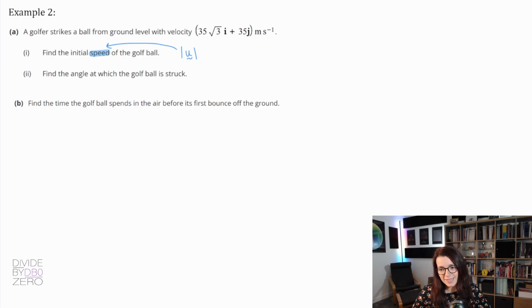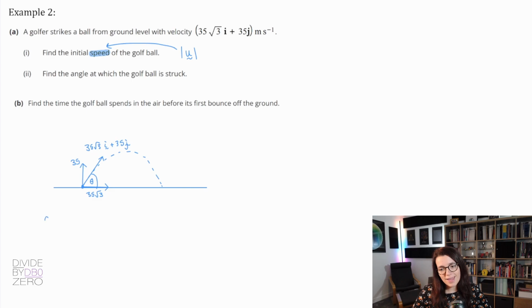Before I do any calculations, I'm just going to draw a diagram. Really important in mechanics. Projectile. This time the initial velocity is given as a vector, but that's okay. So that's 35 root 3 i plus 35 j. All that means is that horizontally, we've got 35 root 3, and vertically we've got 35. We don't know the angle yet, so I'm just going to label that as theta.